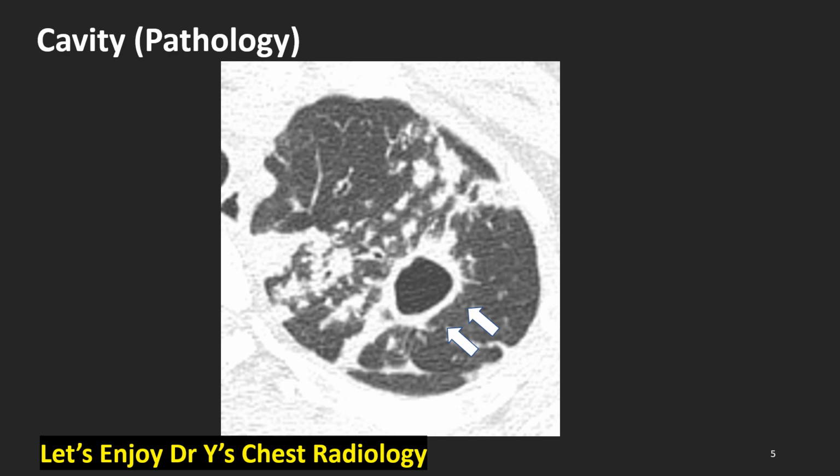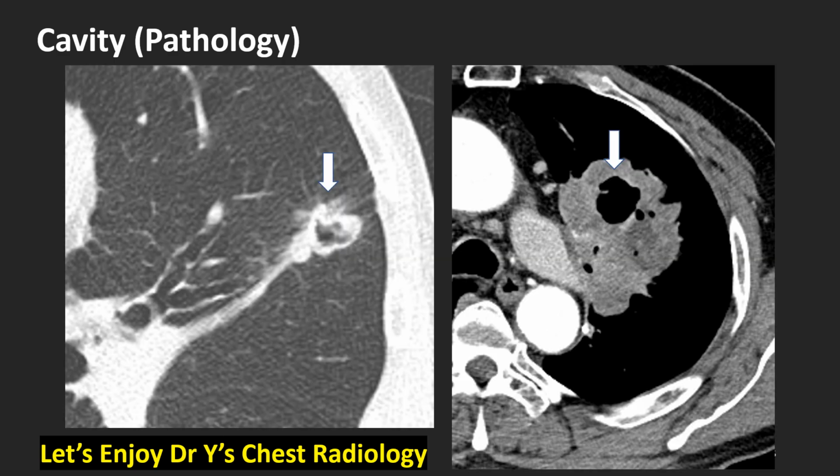Cavity pathology. Arrows indicate the cavity of tuberculosis. Cavity pathology. Both arrows indicate the cavities in the lung cancer of squamous cell carcinoma.